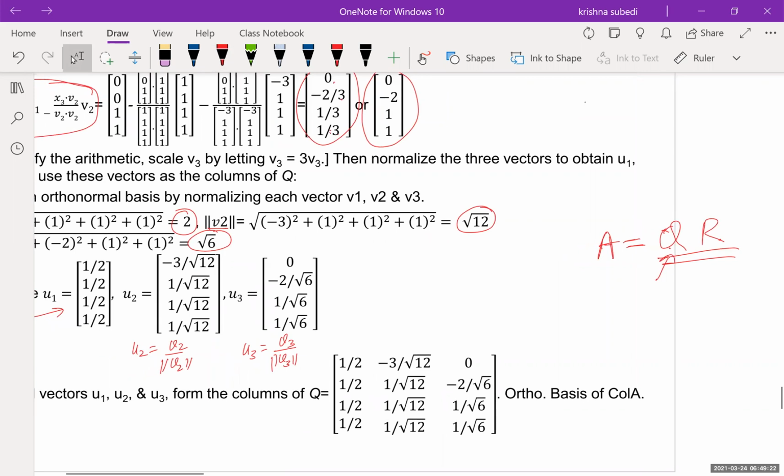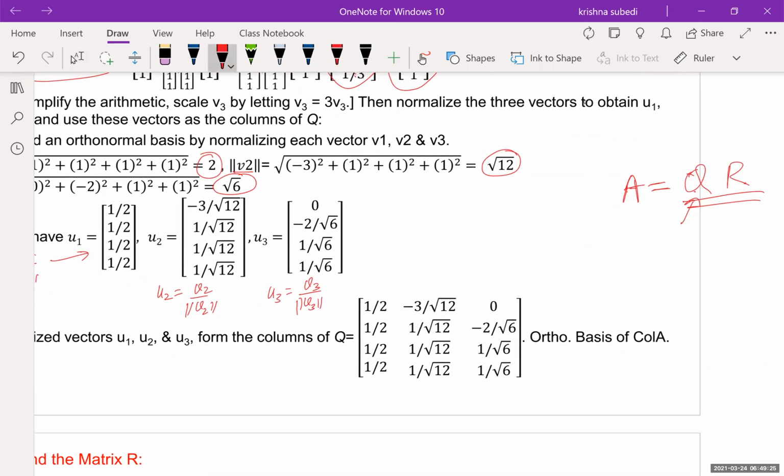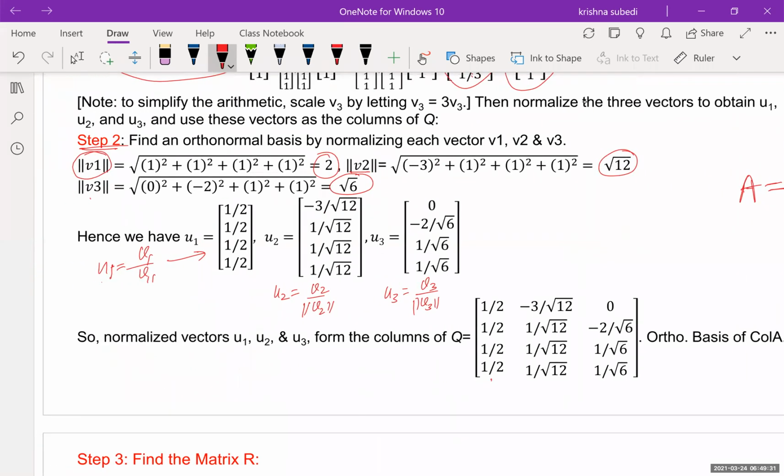Listen very carefully. What is Q? Q is a matrix whose columns are these normal unit vectors, u1, u2, u3. Remember, Q is a matrix with orthonormal columns u1, u2, and u3. So this is called the Q matrix.